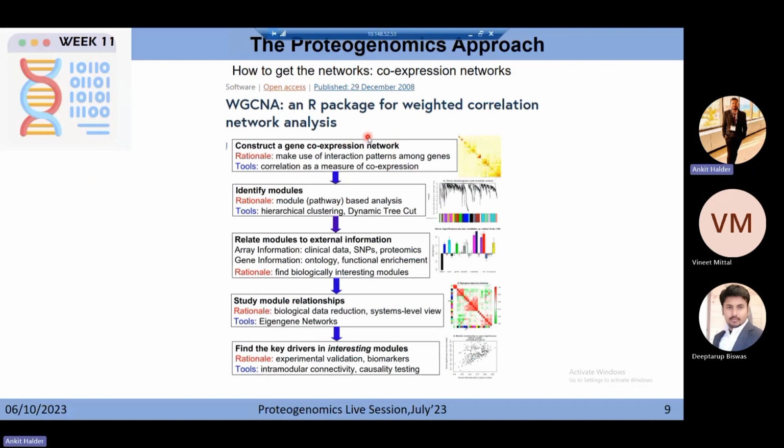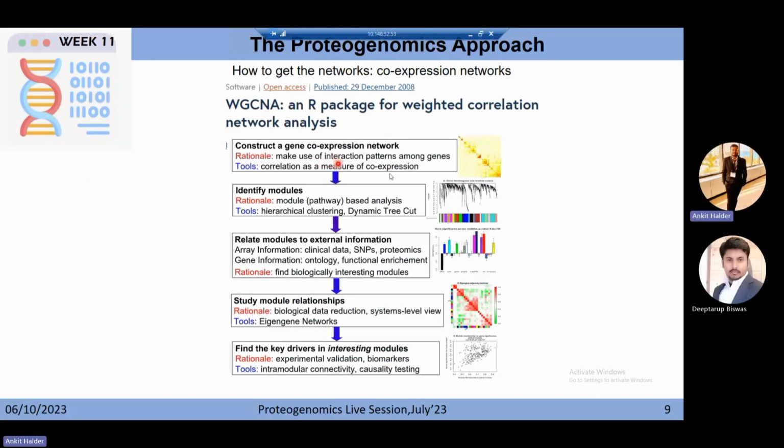So what is the rationale? How does this package work, or what is the algorithm for this package, which makes you find the weighted correlation for the network analysis for a particular set of genes? First, you construct a gene co-expression network. The rationale is to make use of interaction patterns among genes, with correlation as a measure of co-expression. So this is how it is finding.